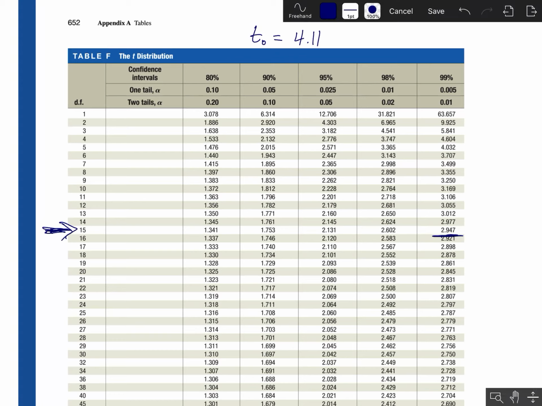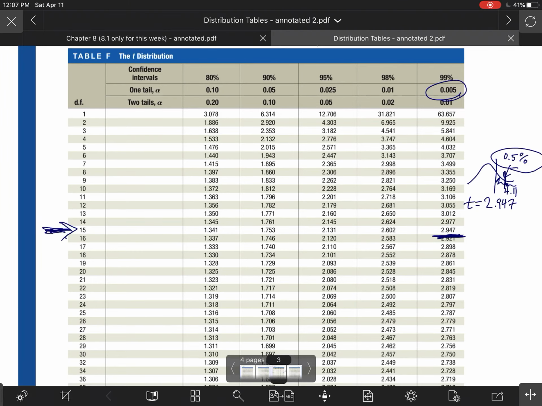And what I notice is that these values are increasing as I go over to the right, but they never quite make it to 4. The closest that I can get to 4 is this far right one. And the area to the right of 2.947 is 0.5%. So in other words, whenever you make it over to 2.947 as your t-value, this area over here is 0.5%. But the t-value that we actually wanted to look up in the table was even further to the right. It was 4.11. So we don't actually know what the area is to the right of 4.11, but we do know that it's less than 0.5%. And that'll be good enough for us.